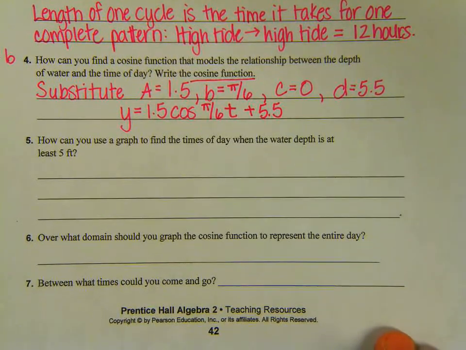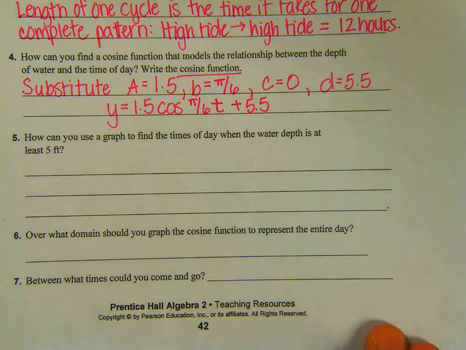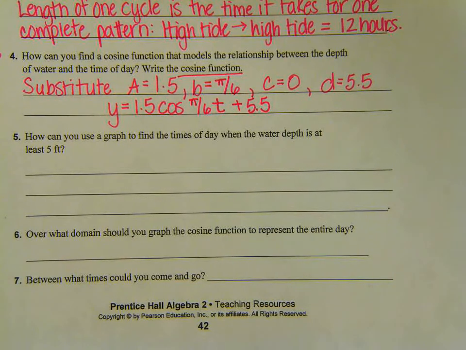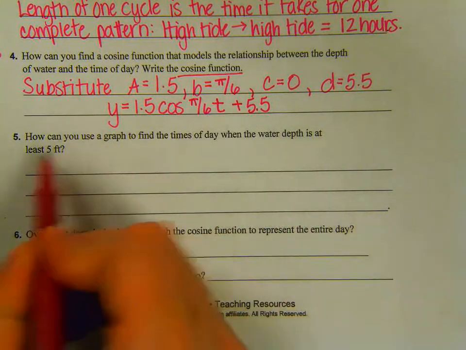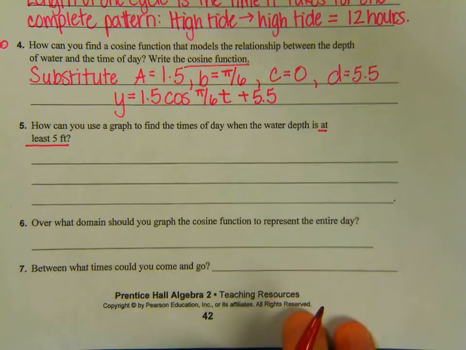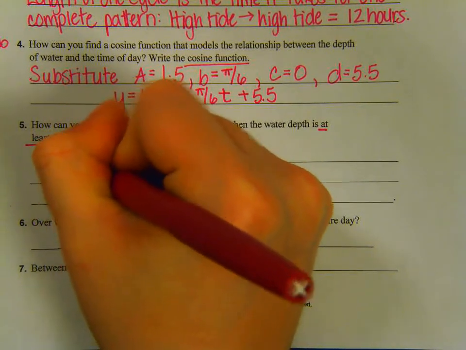If you do not have a calculator, go get a calculator because you need it. Because in number 5 it says, how can you use a graph to find the times of day when the water depth is at least 5? This would be a lot more complicated and time consuming to do by hand if we didn't use the calculator. Well, I'm kind of helping you through this, so I'm giving you the answers. We need to graph the function.